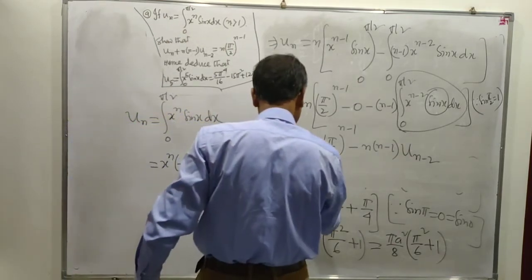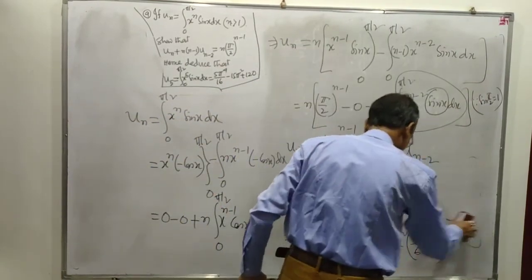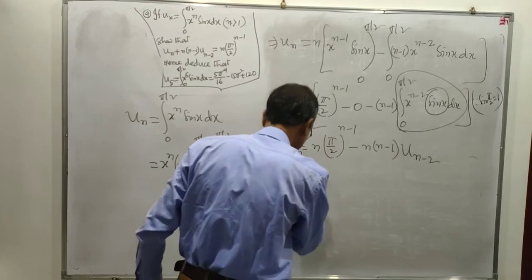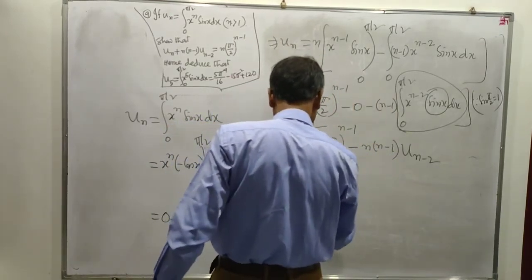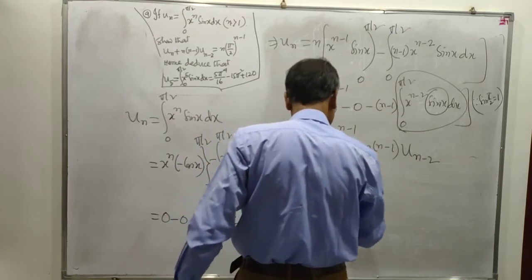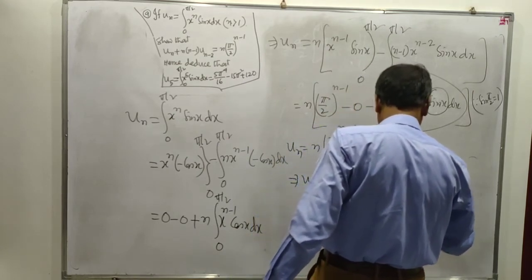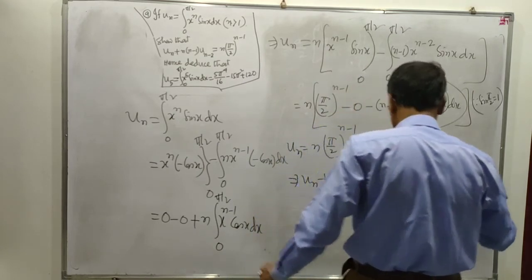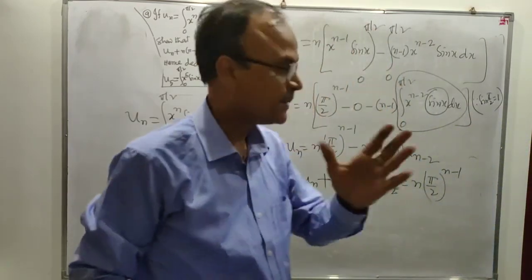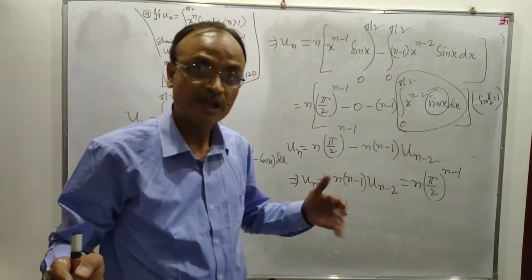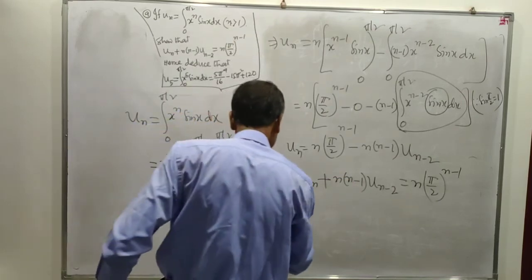Therefore, we can write here, the left hand side was un. This means un plus n into n minus 1 un minus 2 is equal to n times of pi by 2 whole to the power n minus 1. Yes, we have proved this. The first part has been proved. Now we are going to solve the second part.